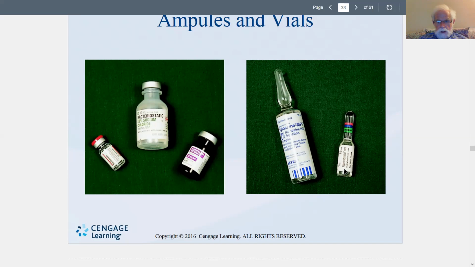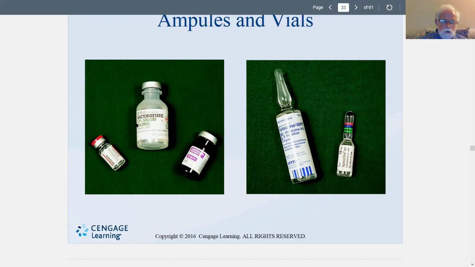This is a smaller one, with a slightly different design. Usually it gets broken here. I usually will use something like a small file and score where I want to break so it's a cleaner break. Then you simply snap it, being very, very careful not, of course, to injure yourself. These are examples of vials.